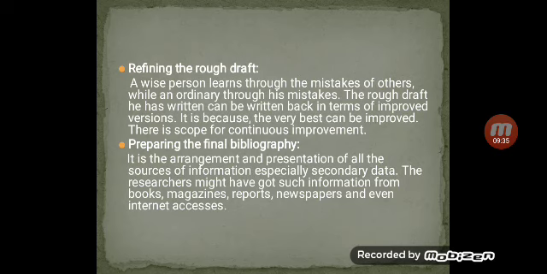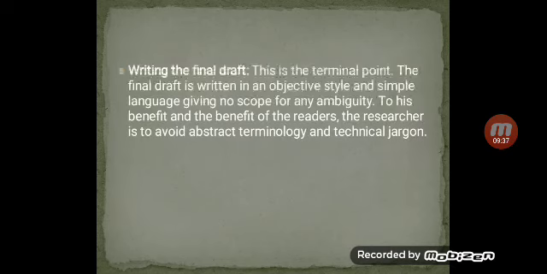And next is writing the final draft. Finally, the draft will be ready. The final report has to be done. The reporter has to keep in mind that the information should not give any scope for ambiguity. There should be no confusion in the report. The reporter should write in such a manner that there is no confusion in the mind of the reader. Every doubt should be cleared in the report.